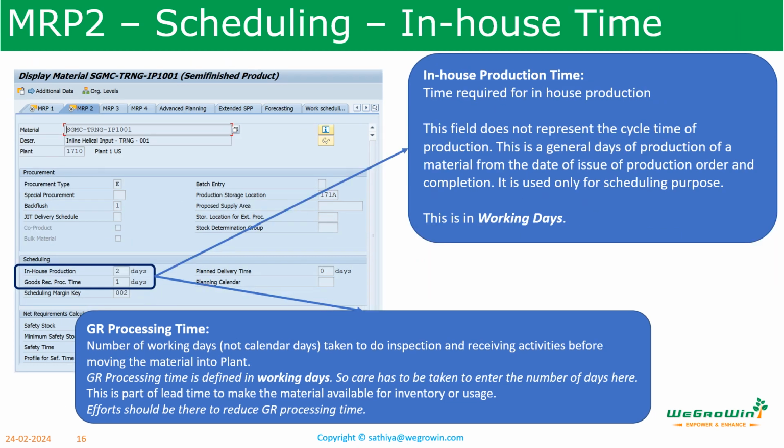Next, let us see what the in-house production time is. In-house production time is the time required to produce a material in-house. Please note that this is not the cycle time of production. This is the general number of days of production of a material, from the date of issue of the production order to completion. It is used for scheduling purposes. Again, please note it is in working days.